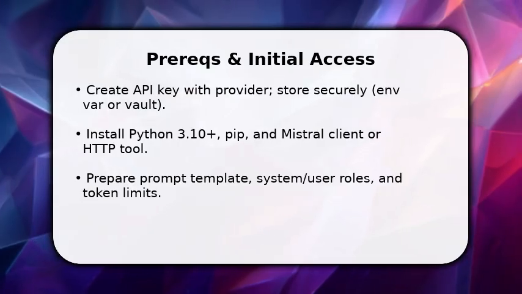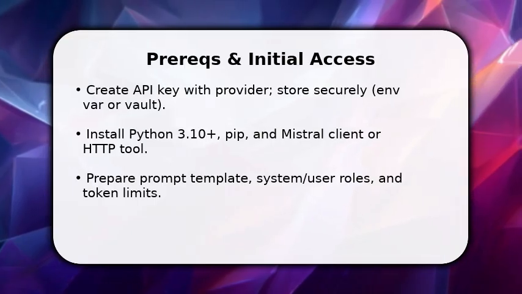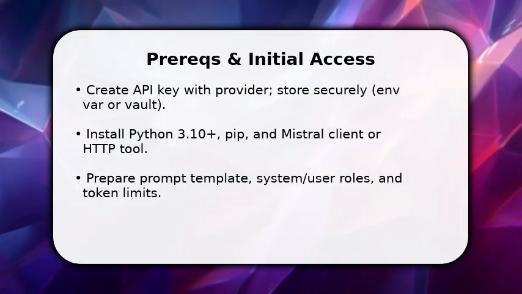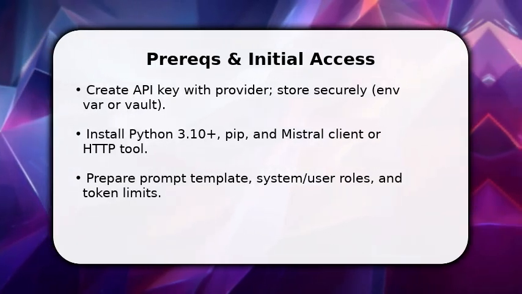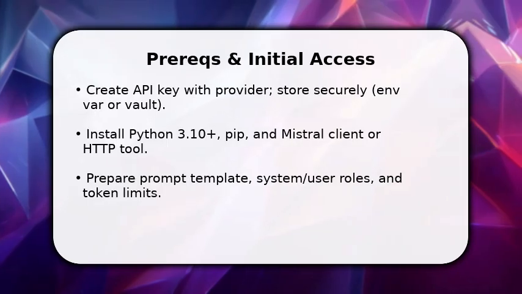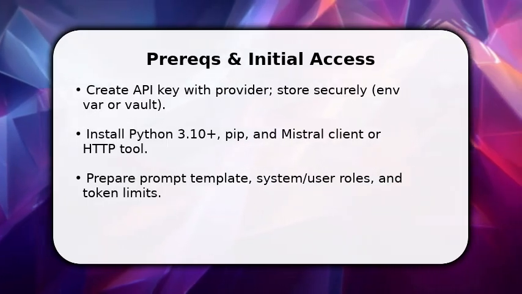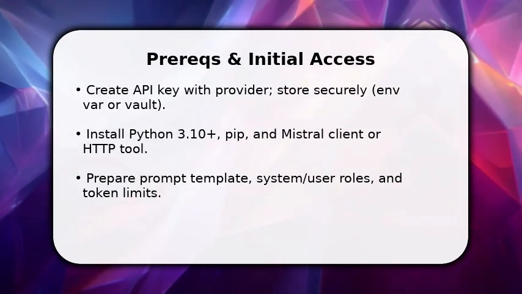You start by getting access. Obtain an API key and save it as an environment variable so scripts can use it without exposing secrets. Once done, install Python 3.10 plus and the Mistral client or a simple HTTP tool. This lets you call the model.